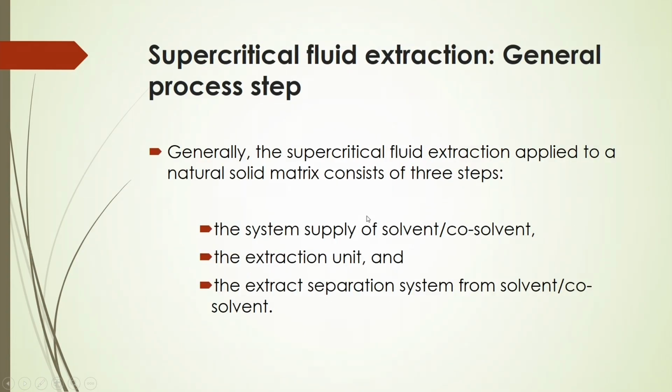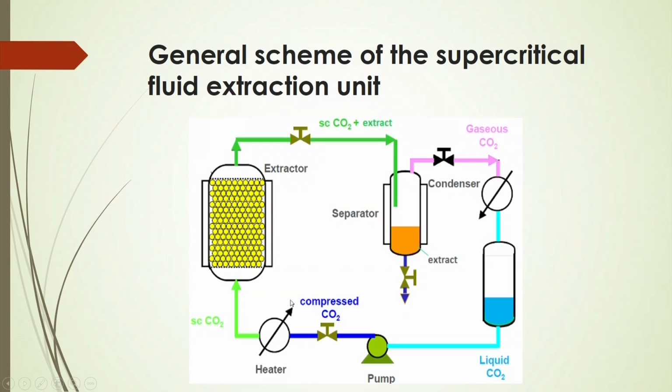Now, what are the general process steps of supercritical fluid extraction? Generally, supercritical fluid extraction applied to a natural solid matrix consists of three steps: the system supply of solvent or co-solvent, the extraction unit, and the extract separation system from solvent or co-solvent. And this is the general schematic diagram for the supercritical fluid extraction unit.